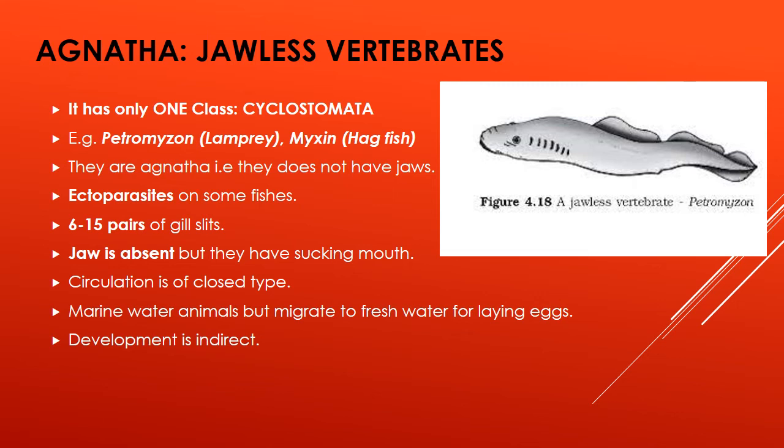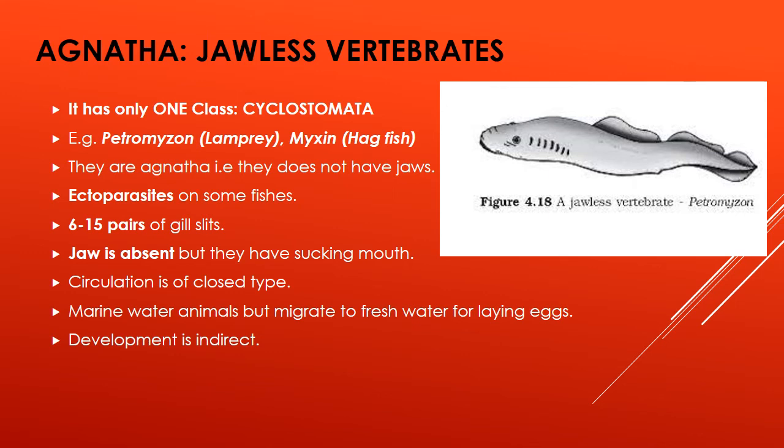They have 6 to 15 pairs of gill slits. Jaw is absent, but they have a sucking mouth. That's why they are ectoparasites. Circulation is closed type. Please note this point. All vertebrates have closed type of circulation. You may get a lot of questions actually to confuse you. You stick to this itself, closed type.